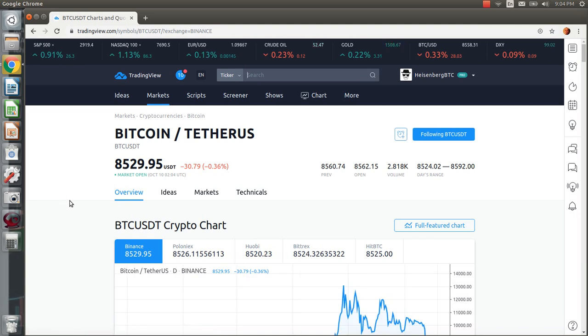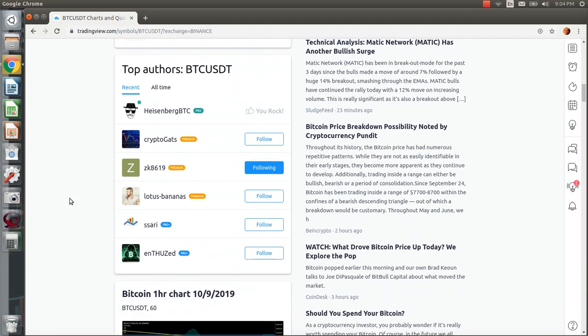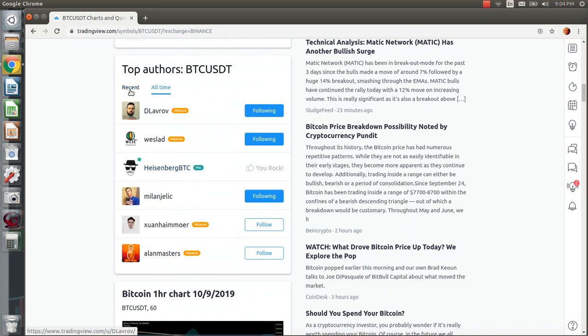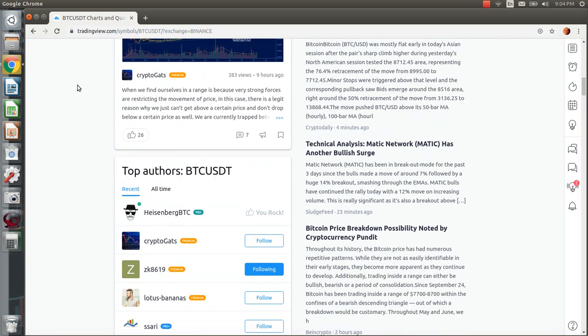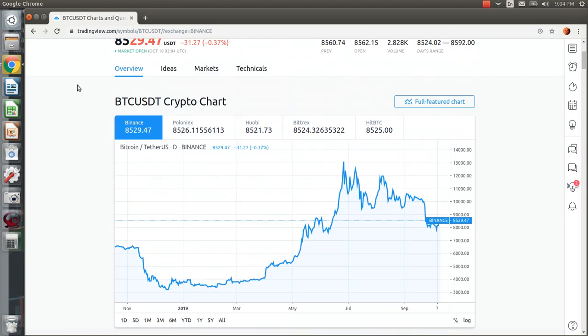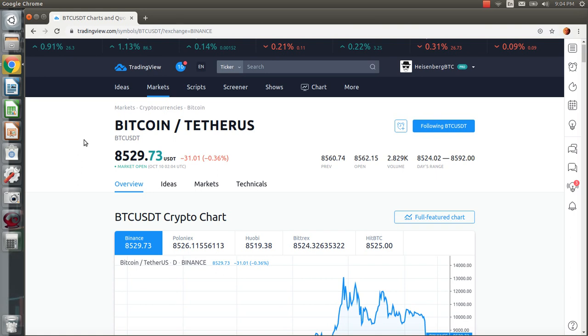You can tell because when you come down here, I've been charting it so long. I'm one of the top authors. It's just because I have a lot of time charting it. Of all time, I'm number 3 on the Binance charts. It's the chart I usually chart on, and I have a good following. So, anyways, we're moving on.